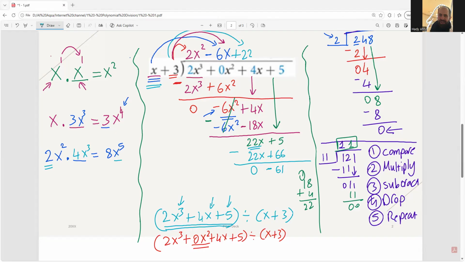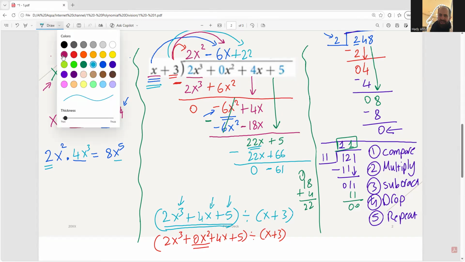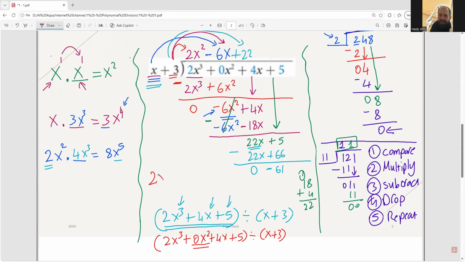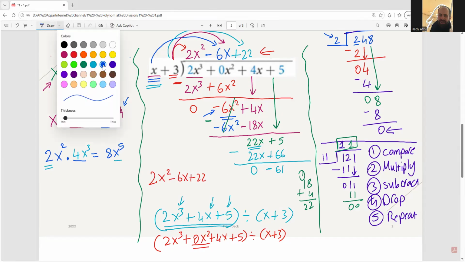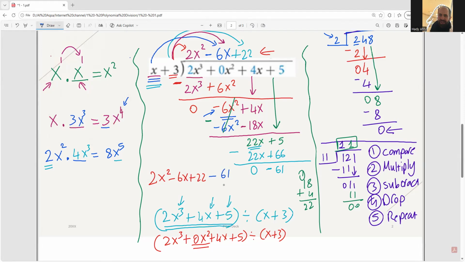Okay. And we were able to find our answer. So how can I write it as an answer? You're going to write the quotient. Let us write it in red. So it will be 2x squared minus 6x plus 22, which is the quotient above here. And then negative 61, let us write it in blue. So it will be minus 61, which is your remainder, divided by the divisor, which is x plus 3.